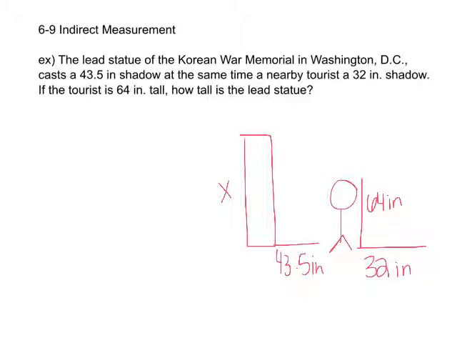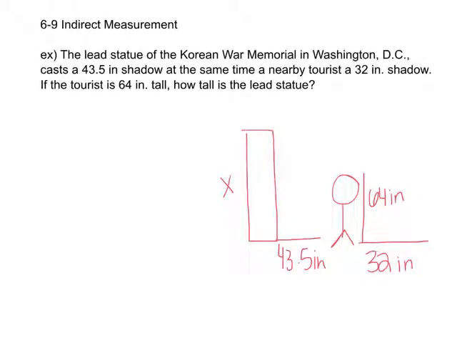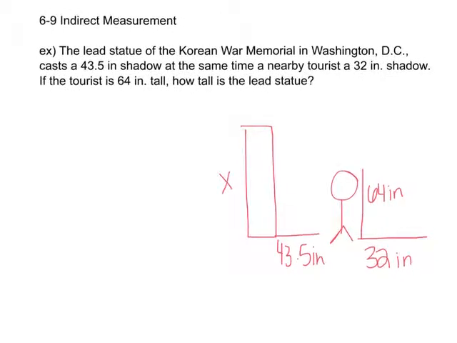So what I can do is I can actually set up a proportion, comparing the heights together and comparing the widths together. So let's write our proportion. So I'm going to write that x over 64 equals 43.5 over 32.